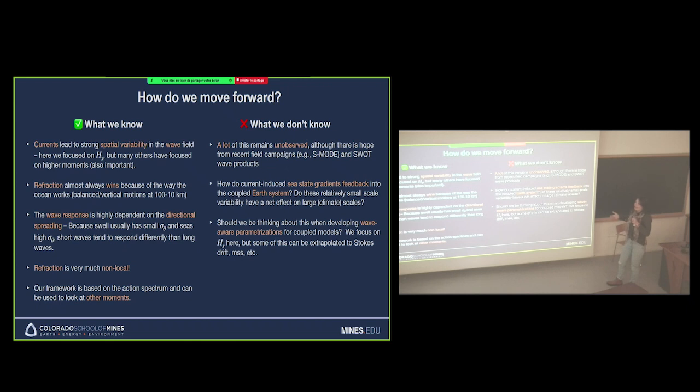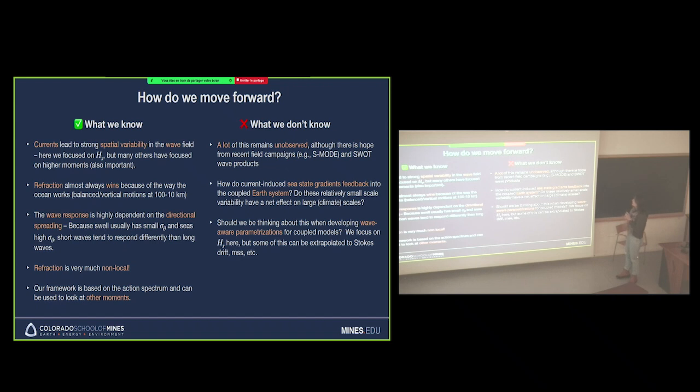I would like everyone to keep in mind that refraction is very much non-local. U2H was developed based on the action spectrum, which means that if we start from the point before we computed Hs, we can use that same framework for other moments. So we could have a U to U Stokes map as well. All right, no source terms. Stokes from swell.